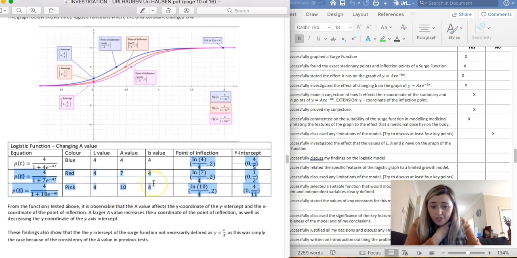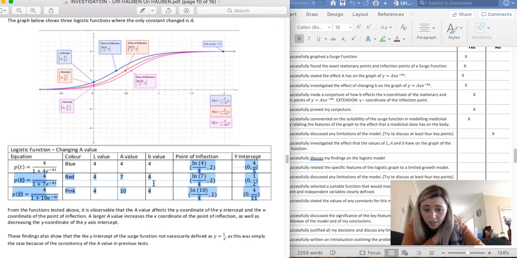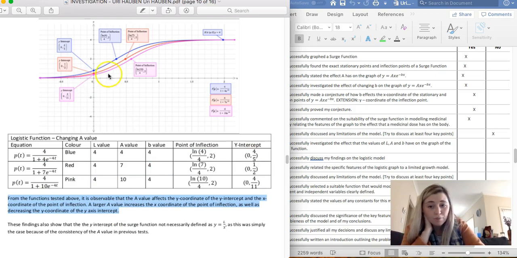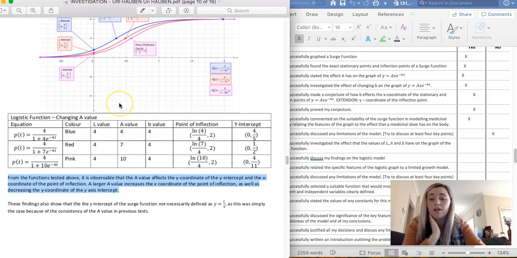So whether the A value affects the y coordinate of the y-intercept, yep, and the x coordinate of the point of inflection, yep. A larger A value increases the x coordinate of the point of inflection, as well as decreases the y coordinate of the y-axis intercept. Yep, it could be good here to go into a bit more detail and, to make it even clearer, refer back to one of these graphs as an example. So you might say, in this graph here, you can see that A is the highest value, and you can see that the x coordinate is the smallest, and so on.